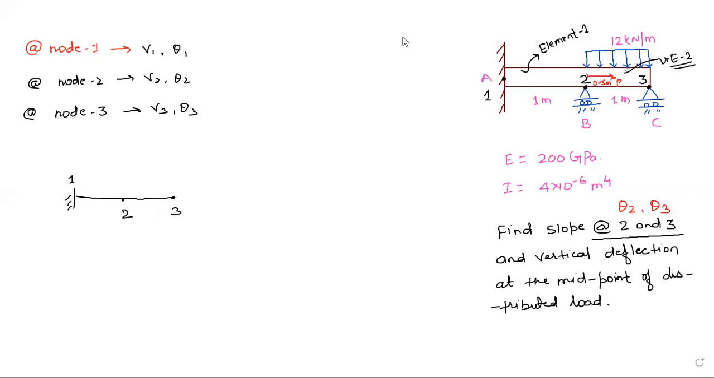So at node number 1, we have forces, let us take F1. At node number 2, let us take the force is F2, and at node number 3, let us take the force is F3. These all are the shear forces. Now coming to bending moment, let us take at node 1, bending moment is M1. At node number 2, bending moment is M2. At node number 3, bending moment is M3. And we know the span is 1 meter.